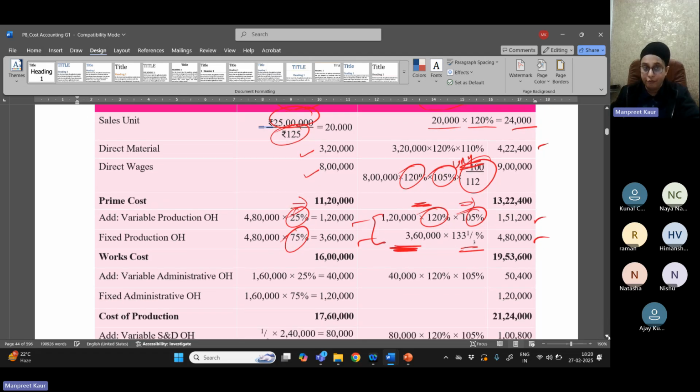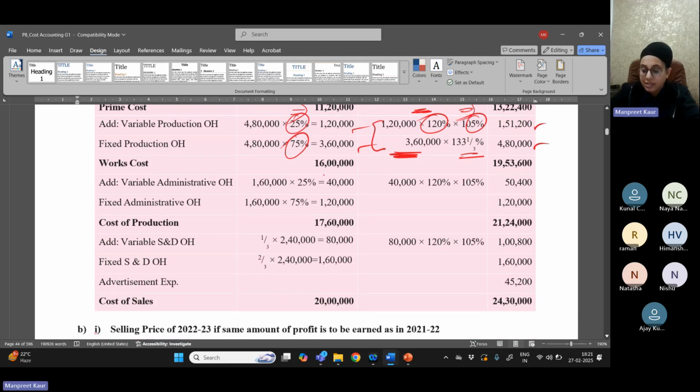We will get the works cost, that is 16 lakh and 19,53,600. Next is the admin overhead. Same 75% fixed and 25% variable. 1,60,000.